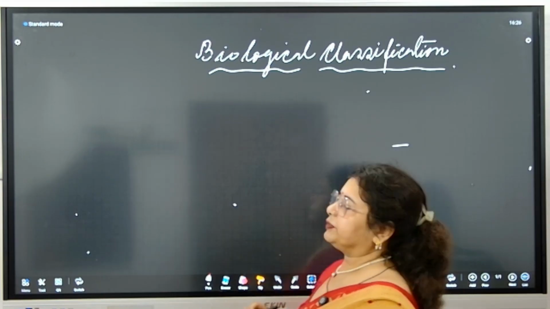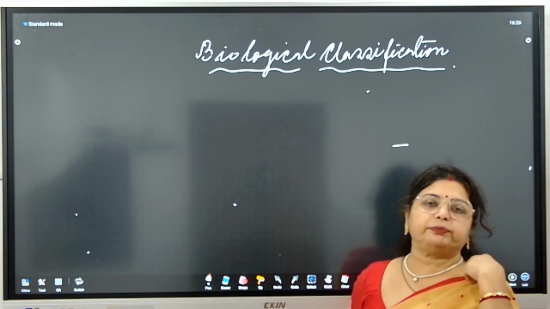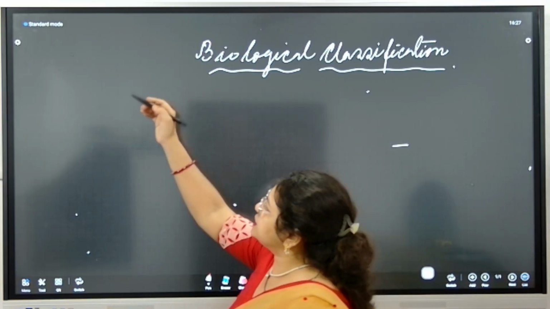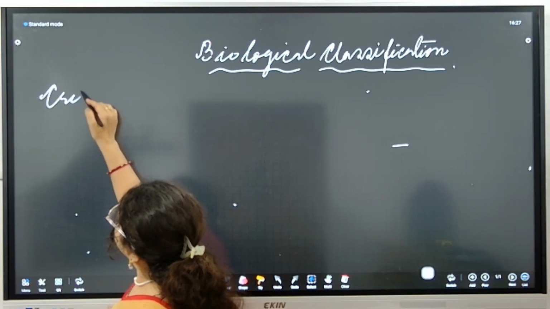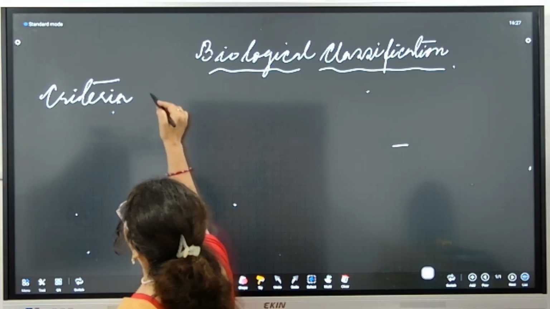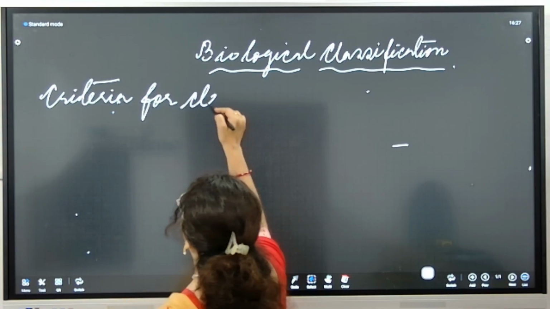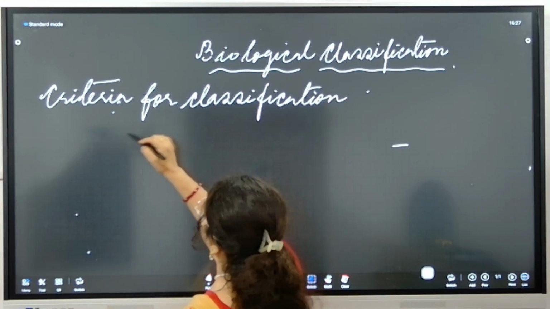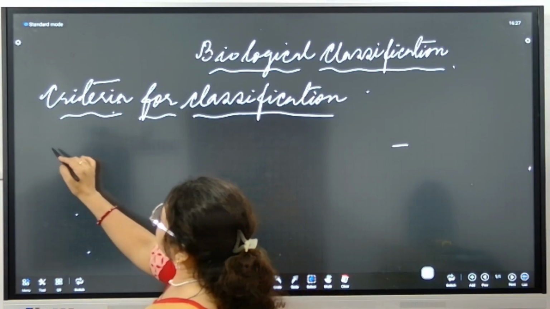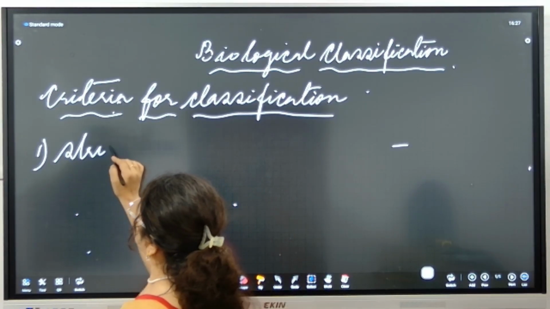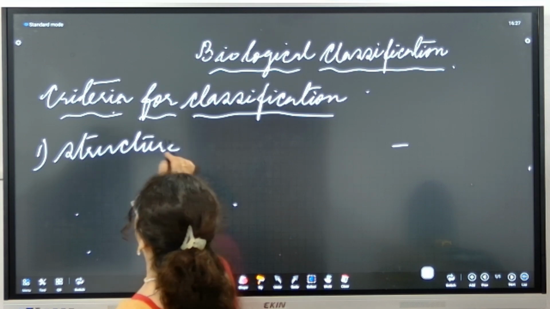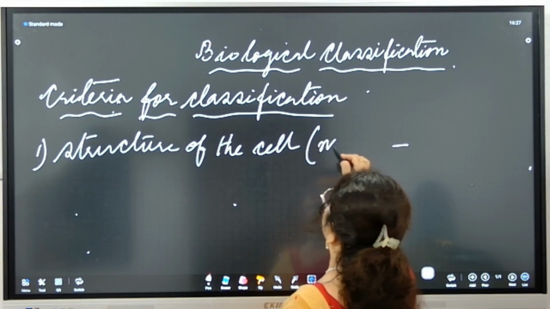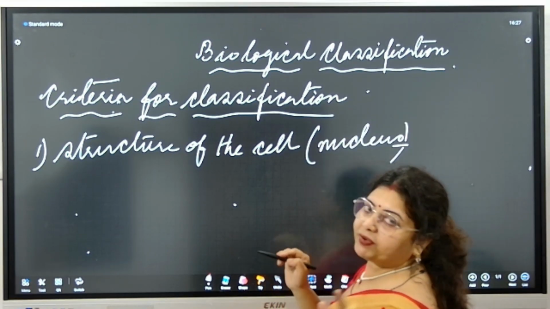Monera protista were separated from the plant and animal kingdom because they were made up of only one cell. So, the criteria first, what we will write. Criteria for classification. Okay. So, what are the criteria? First, the structure of the cell, means the nucleus, structure of the cell. You can see the structure of the cell and what is the type of nucleus. So this will be one criteria.